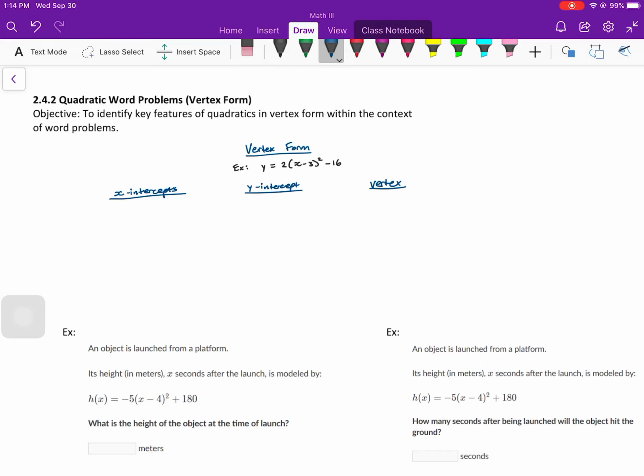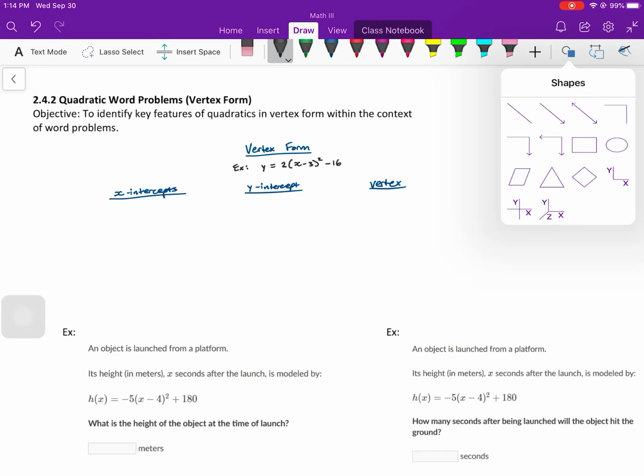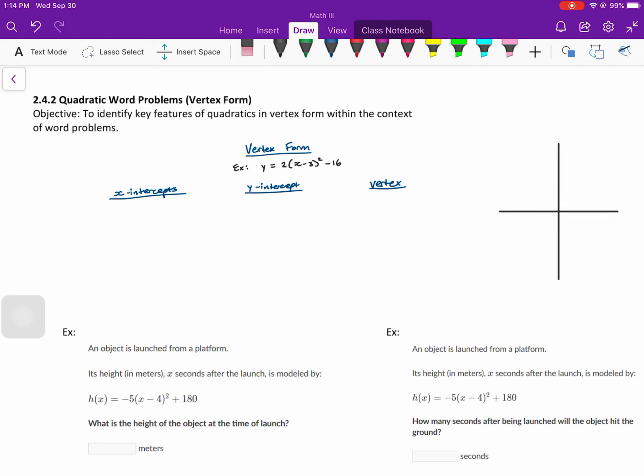Let's get into quadratic word problems, but this time we're going to be in vertex form. So we did this with factored form before. Now we're focused on vertex form. So I want to just review, how do we get the x-intercepts, the y-intercept, and the vertex? Because remember, those are the three key features of the graph, right?